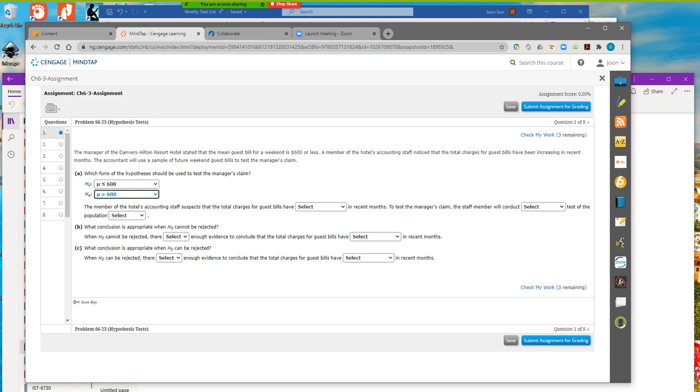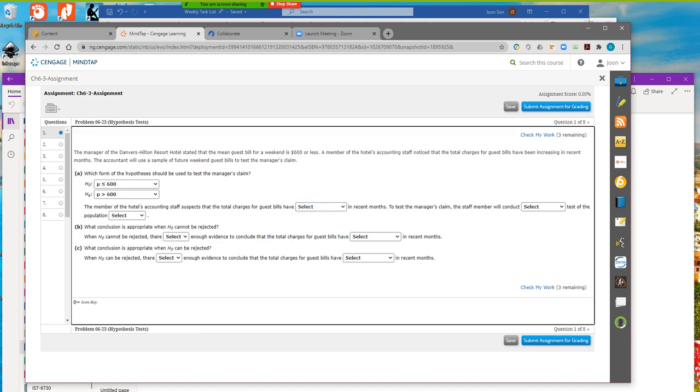The member of the hotel accounting staff suspects that the total charges for the guest bills have been increasing in recent months. So that's why he put this as the alternative hypothesis: the population mean bill is greater than 600.